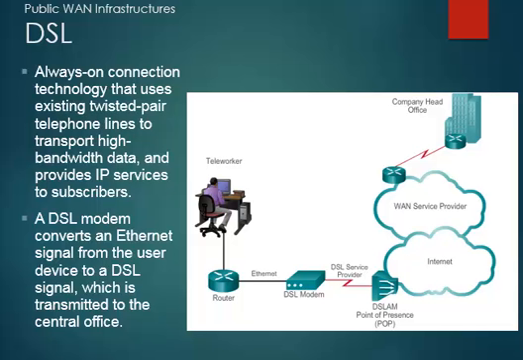A DSL modem converts an internet signal from the user device to a DSL signal, which is transmitted to the central office. Multiple DSL subscriber lines are multiplexed into a single high-capacity link using a DSL access multiplexer at the provider location. DSLAMs incorporate TDM technology to aggregate many subscriber lines into a single medium, generally generating T3 connections. Current DSL technologies use sophisticated coding and modulation techniques to achieve fast data rates.